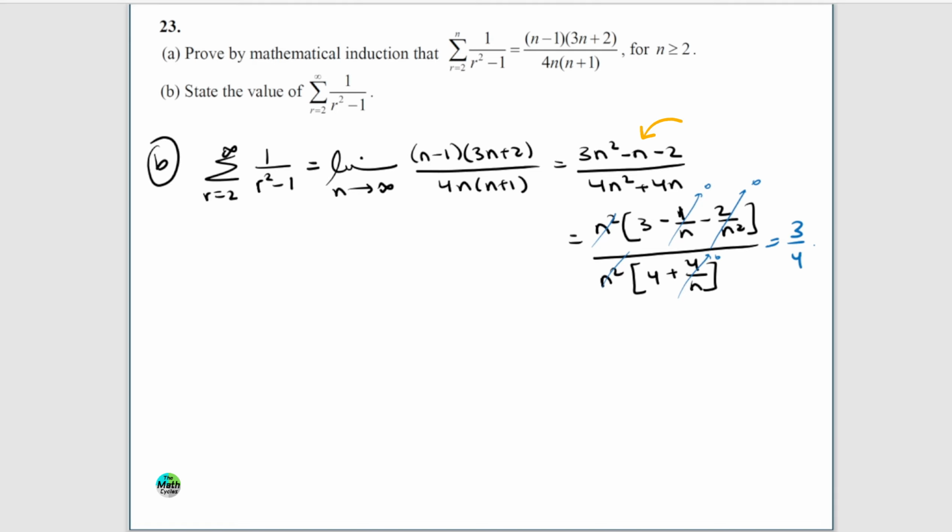I expanded because I need to take n squared out. So factor n squared out, the answer is 3 over 4 because we canceled everything else, and any fraction that has n in the denominator goes to 0. So the answer is 3 over 4. The meaning here is that if I keep adding more and more terms, this series is going to converge. Converge means it has a limit, and the limit is 3 over 4.